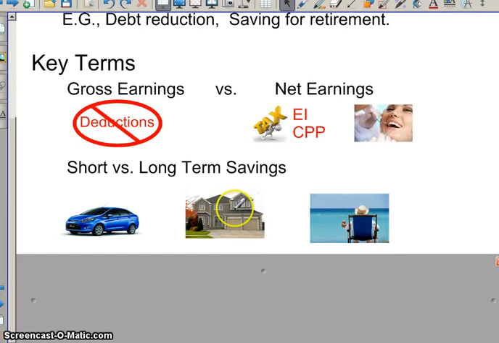We also need to understand short versus long-term savings. So when we talk about short-term savings, we're only talking about maybe a year or two, could be even just a week or two in advance. So you have to think about why you're saving your money. If you're looking for a new car, we're probably talking about maybe in a year or two you'll be able to afford that car if you save properly. If we're talking about a house or retirement, now we're getting into some longer terms. Saving for a house may take 5 to 10 years. Saving for retirement, now we're talking about 40 years down the road.